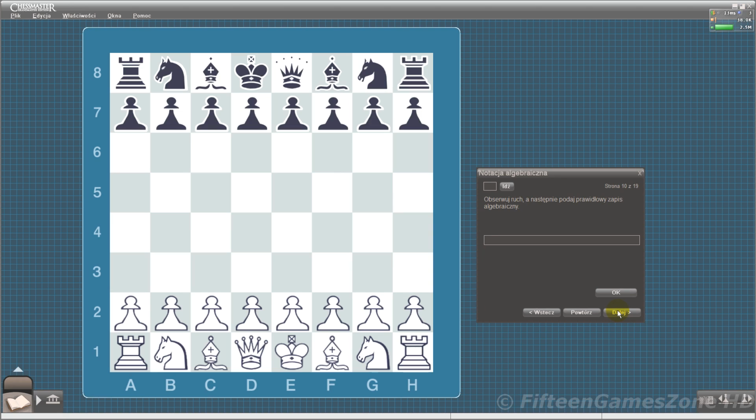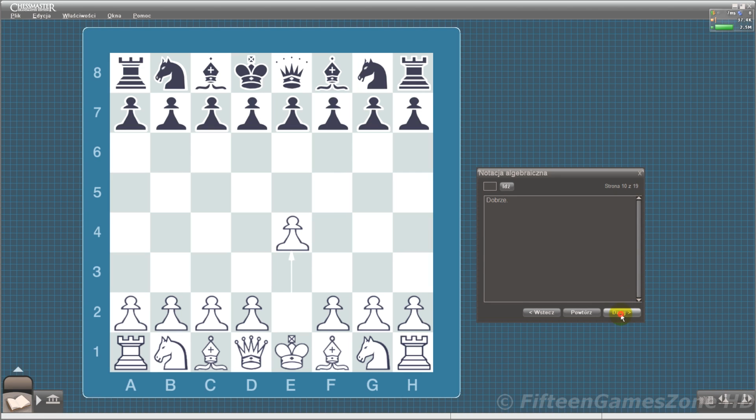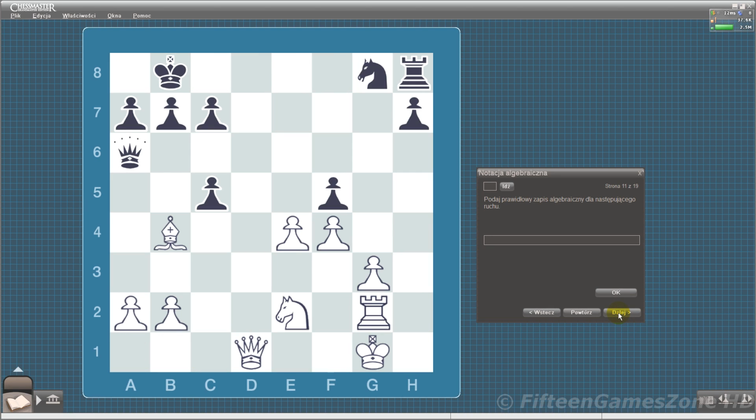Watch the move and then type in the correct algebraic notation. Correct. Type in the correct algebraic notation for the following move.